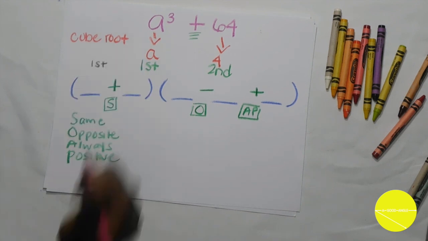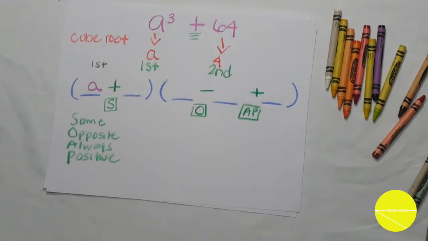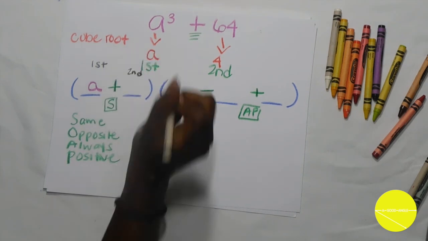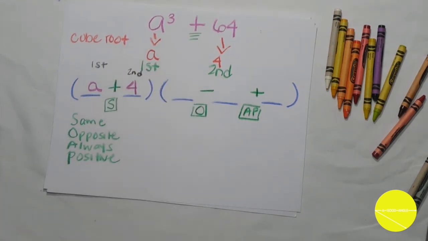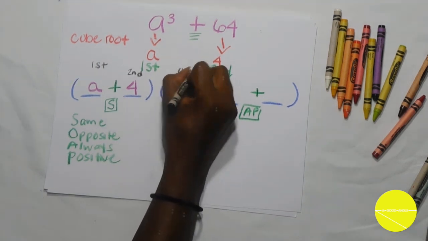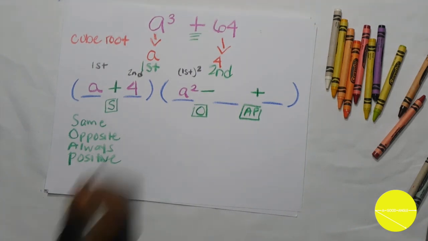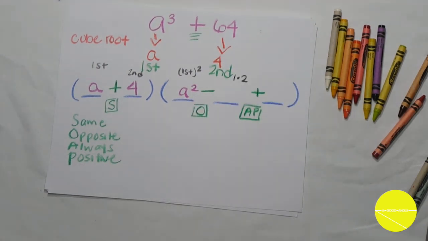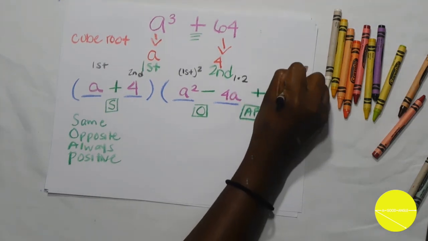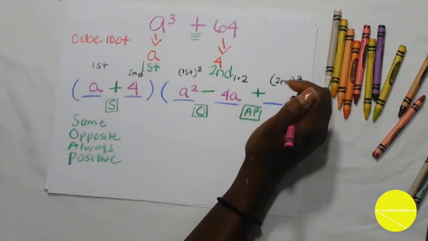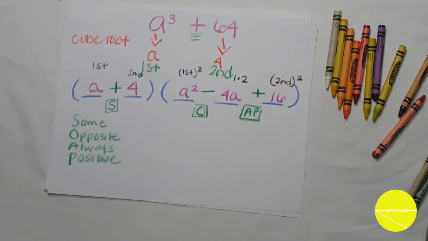First one is A. Second one is 4. First one squared. So I'm going to take the A and square it. A squared. First one times the second one. So A times 4 is 4A. Second one squared. 4 squared is 16. You're done. Painless.